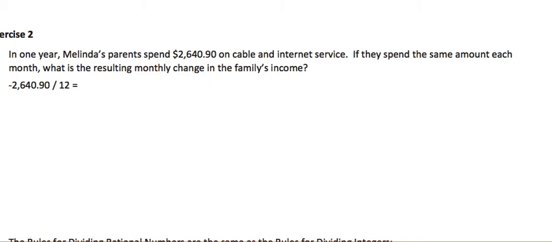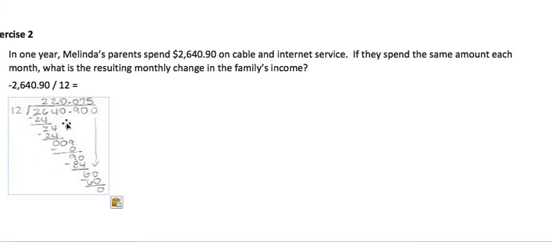And to solve that problem, clearly these two numbers would need to be divided with the long division algorithm since it's not an easy math fact. And when we do that problem by hand, we find $220 and 0.75 as our decimal. So when we write that, a negative divided by a positive is a negative.